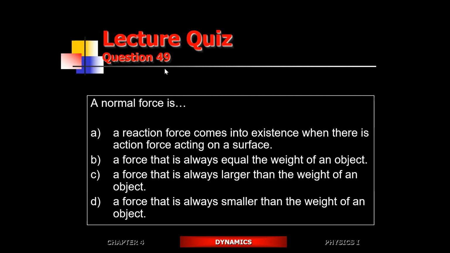It's a reaction force, guys. It doesn't have to be a weight. And it's not always equal to the weight of an object. It could be more than your actual weight. It could be less than your actual weight. It's just the reaction force to any force applied to your surface. All right, so A is the best answer. So those of you guys who pick A, give yourselves 5 points.